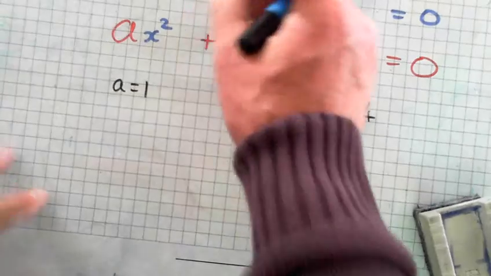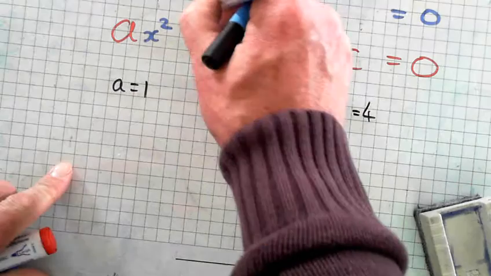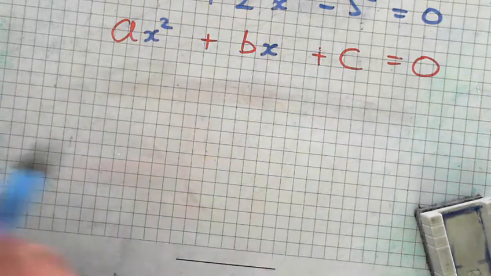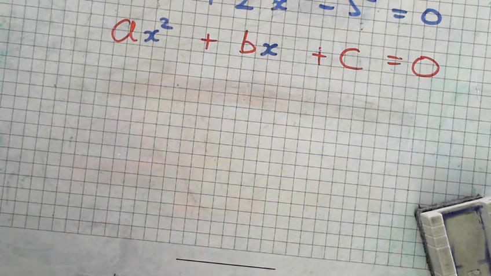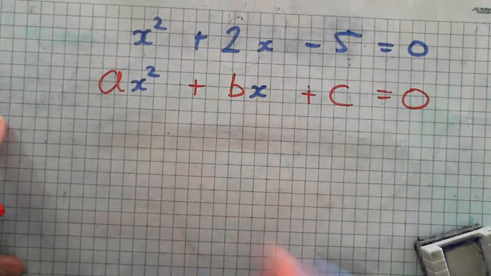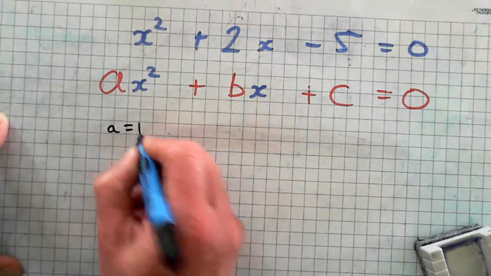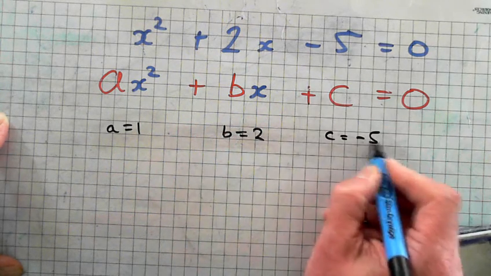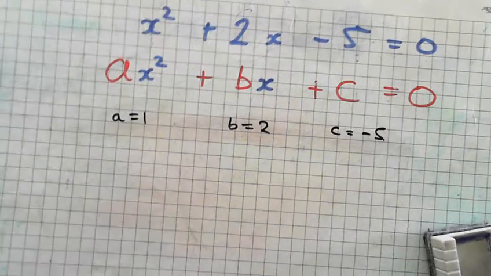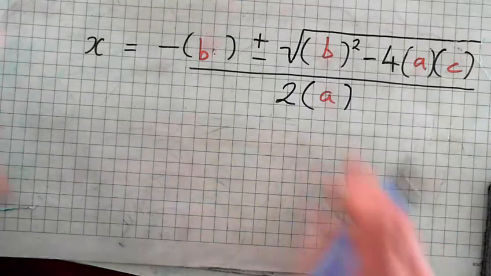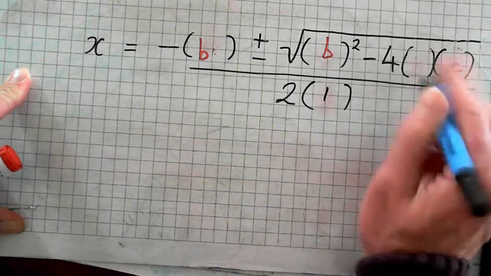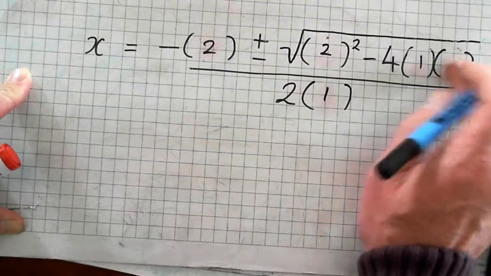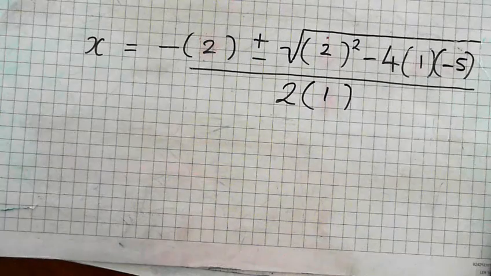x squared plus 2x minus 5. So what's A and B and C equal to here? Alright, so A is equal to 1, B is equal to 2, C is equal to minus 5. There you go. A is 1, B is 2, C is equal to minus 5.